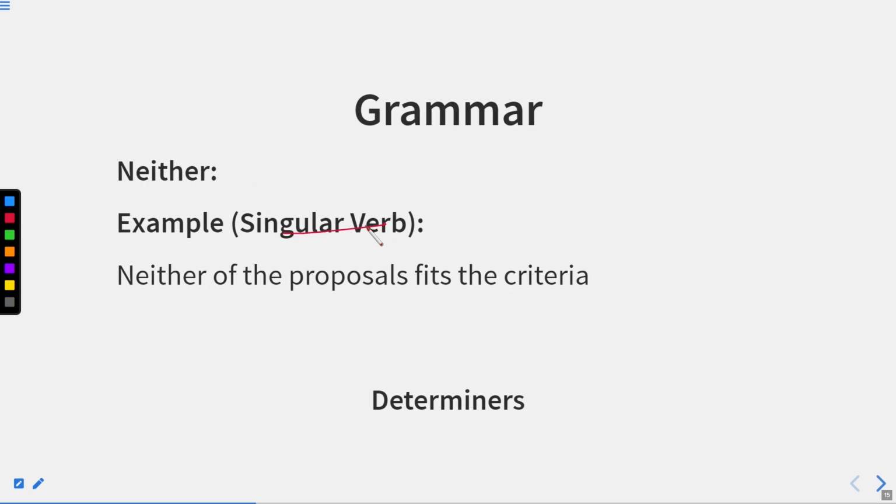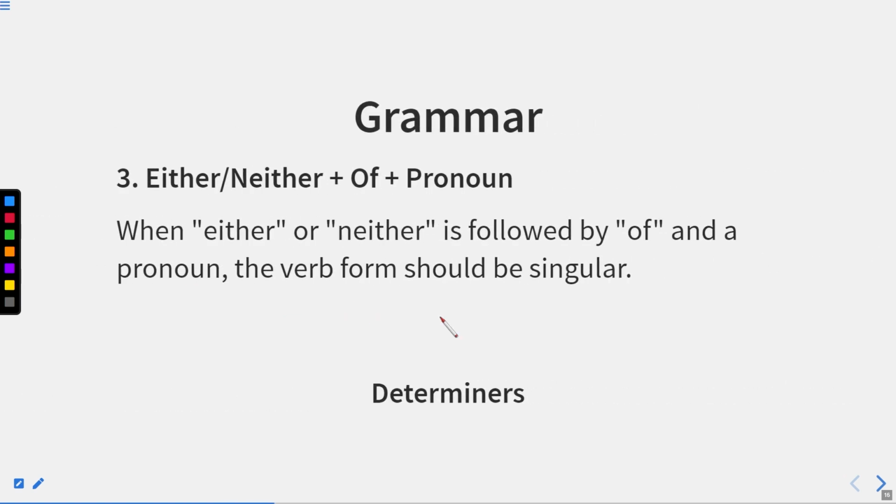Neither, with a singular verb: neither of the proposals fits the criteria. Now again, neither, after that we have of, we have a plural noun, determiner the, but the singular form of the verb. Now let us move to the next one.